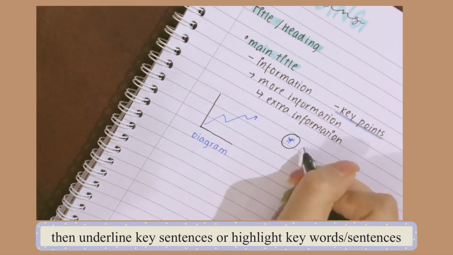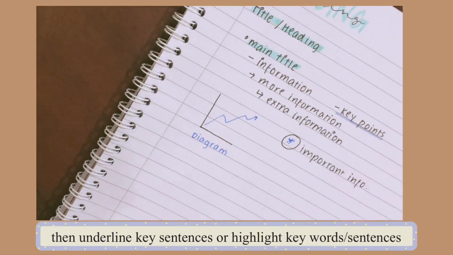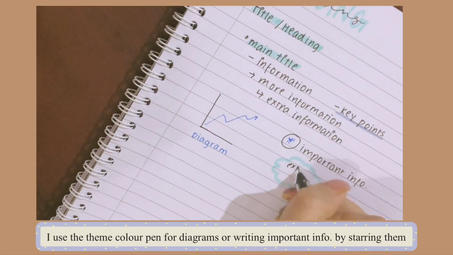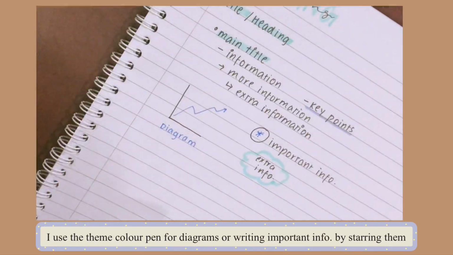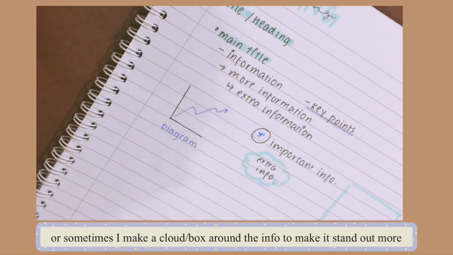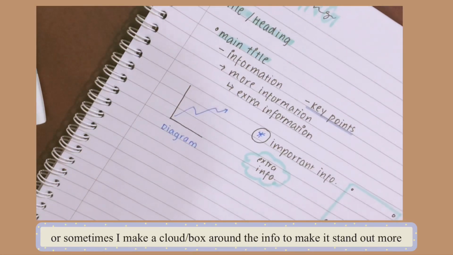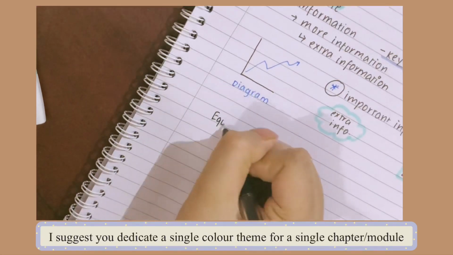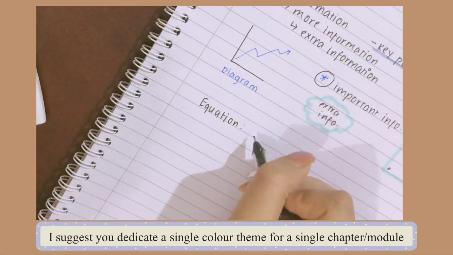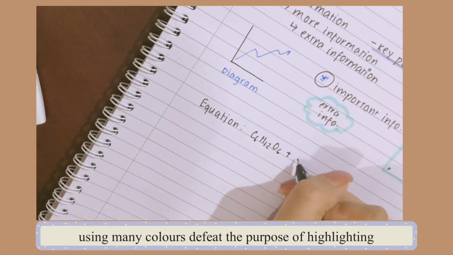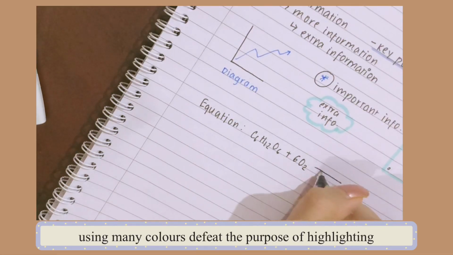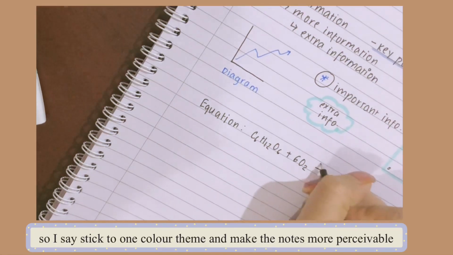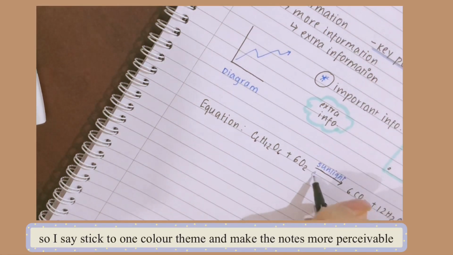Then, underline key sentences or highlight keywords. I use the theme color pen for making diagrams or writing important information by starring it. Or sometimes I draw a cloud or a box around the information to make it stand out more. I suggest you dedicate a single color theme to a single chapter, because using many colors defeats the purpose of highlighting. So I say stick to one theme, it makes the notes more perceivable.